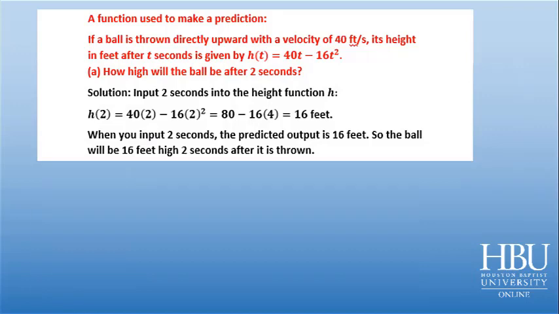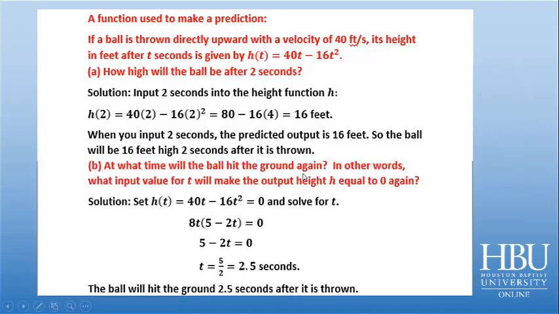Let's ask a different question. At what time will the ball hit the ground again? In other words, what input value for t will make the output height h equal to 0 again? To answer that question, we're going to set the height function h of t, which equals 40t minus 16t squared, equal to 0 feet above the ground, and solve for t.